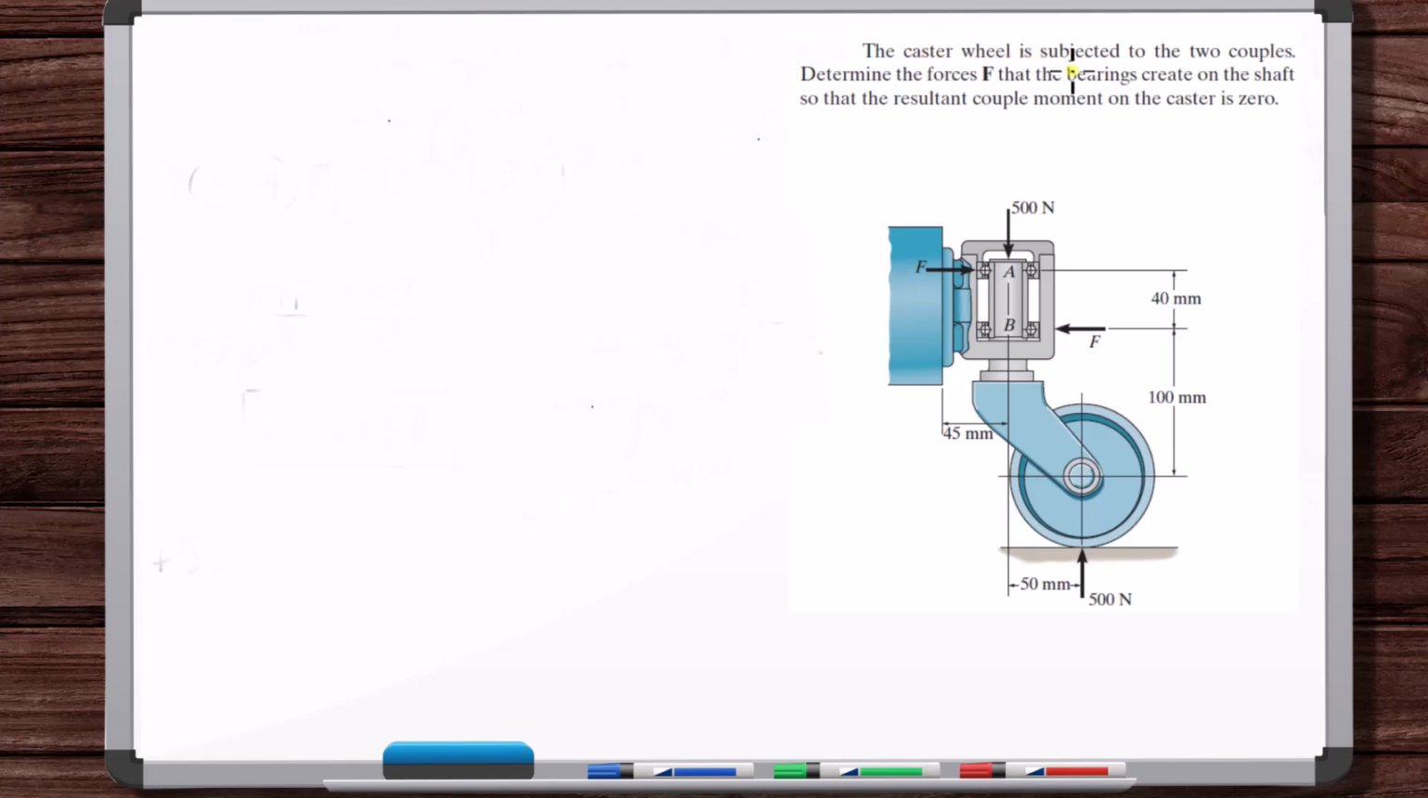The caster wheel is subjected to the two couples. Determine the forces F that the bearings create on the shaft so that the resultant couple moment on the caster wheel is zero. Okay, so remember, couple moments are free vectors.